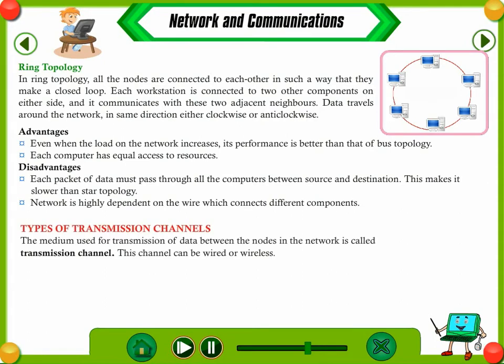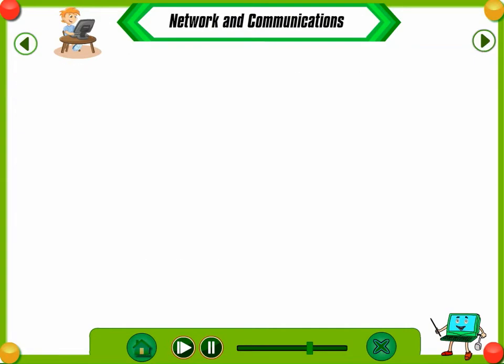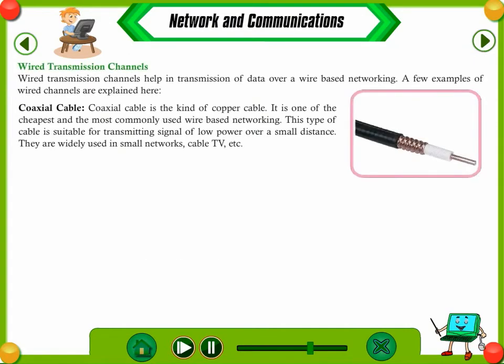Types of transmission channels. The medium used for transmission of data between the nodes in the network is called a transmission channel. This channel can be wired or wireless. Wired transmission channels. Wired transmission channels help in transmission of data over a wire-based network. A few examples of wired channels are explained here.